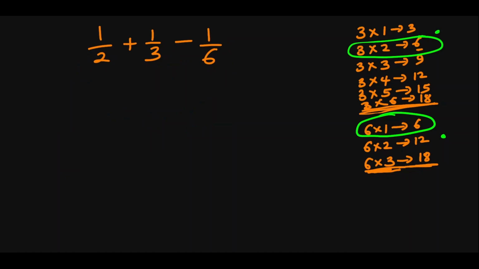Now look at this example on your screen: 1 over 2 plus 1 over 3 minus 1 over 6. Now let's use the first method. We find the LCM of these 3. It is 6, because if you check the times table of 2, 3 and 6, 6 is the least common multiple. 6 divided by 2 gives us 3, 3 times 1 is 3, plus 6 divided by 3 gives us 2, 2 times 1 is 2, minus 6 divided by 6 gives us 1, 1 times 1 is 1.